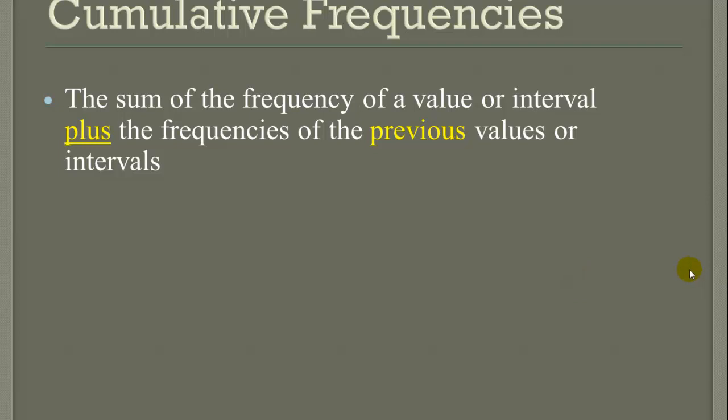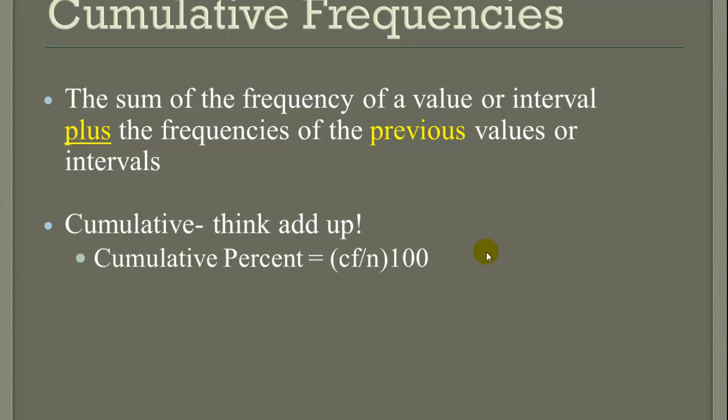All right, let's talk a little bit about cumulative frequencies and cumulative percentages here. When you're making your frequency table, sometimes you want to create another column where you give the percentage of that interval added to all the intervals below it. So you're just adding up the intervals as you go down your distribution.